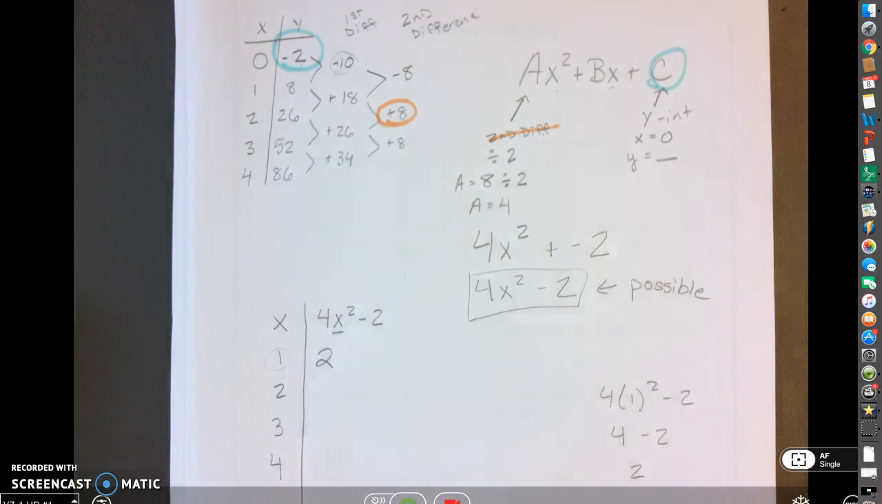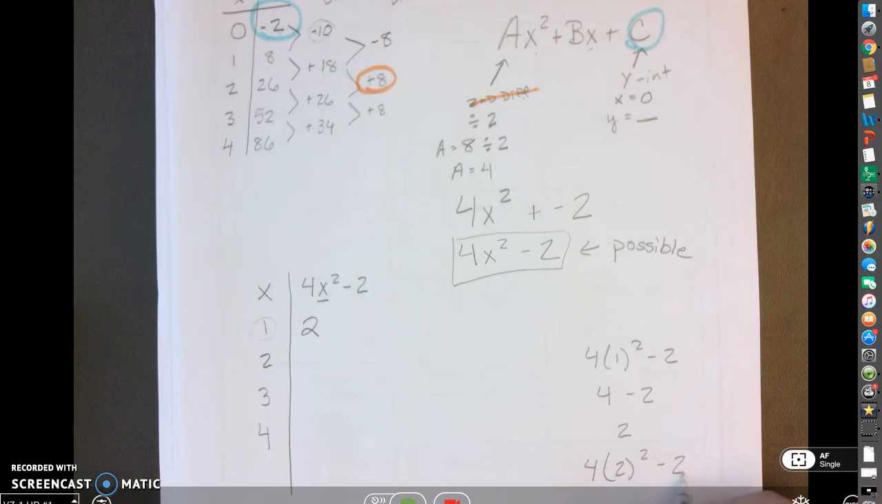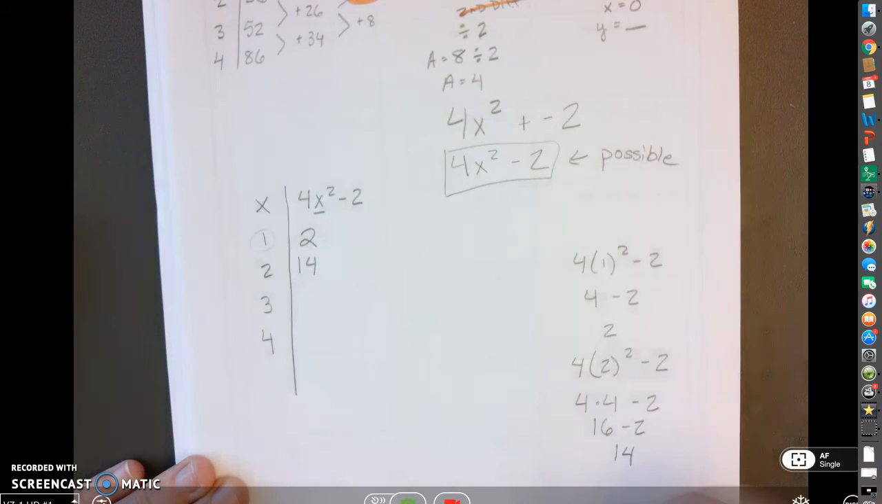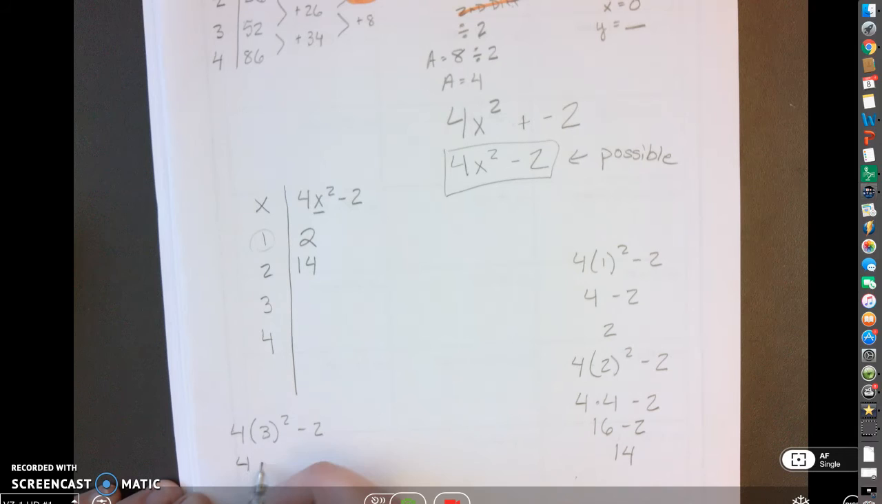Now I plug in the 2, so I go 4 times 2 squared minus 2. Parentheses and exponents first, so that gives me 4 times 4 minus 2. 16 minus 2 gives me 14. So there's a 14 right here. Okay. Now I do the 3. If I go right here, 4 times 3 squared minus 2. 3 squared is 9, so I have 4 times 9 minus 2. This is 36 minus 2, which is 34.